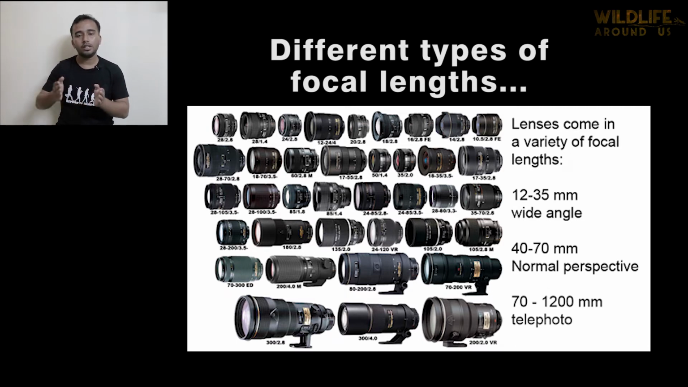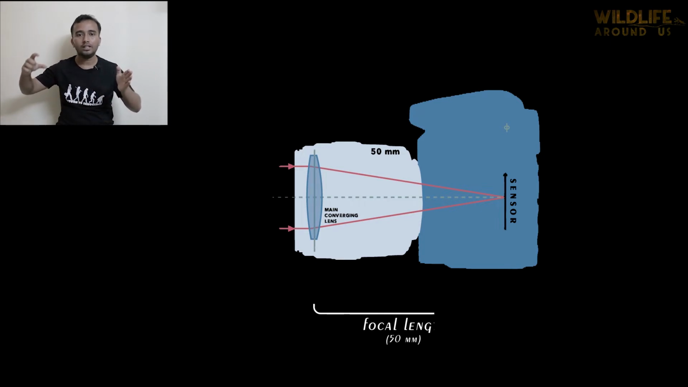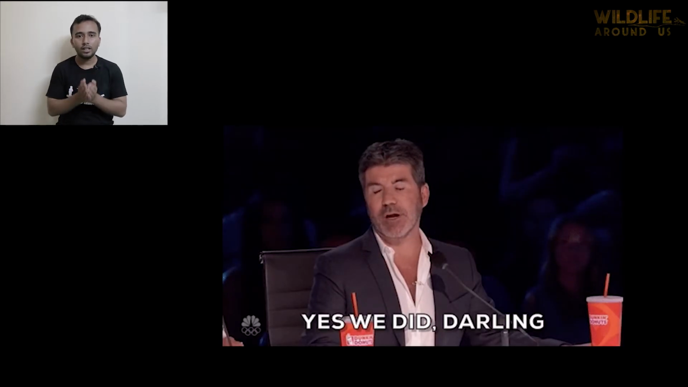What these millimeters basically means is that for a particular lens, say a 50mm lens, the distance between the lens and the sensor, the lens where the light is getting refracted and where it is getting refocused, is 50mm for that particular lens. Okay, so I think that you have understood the concept of focal length.